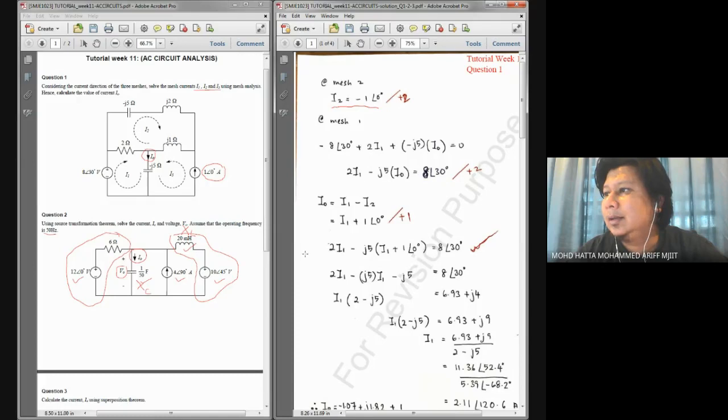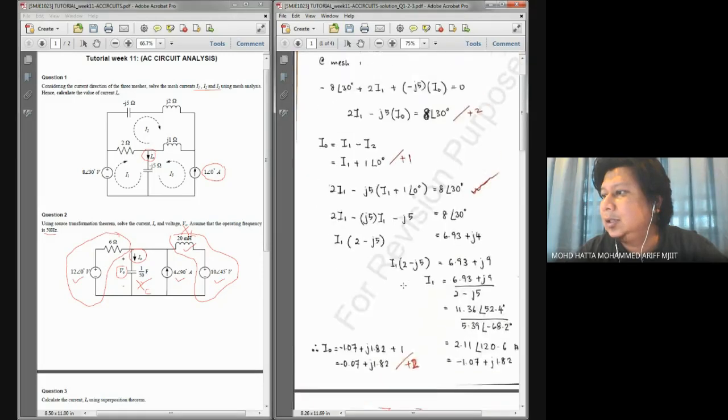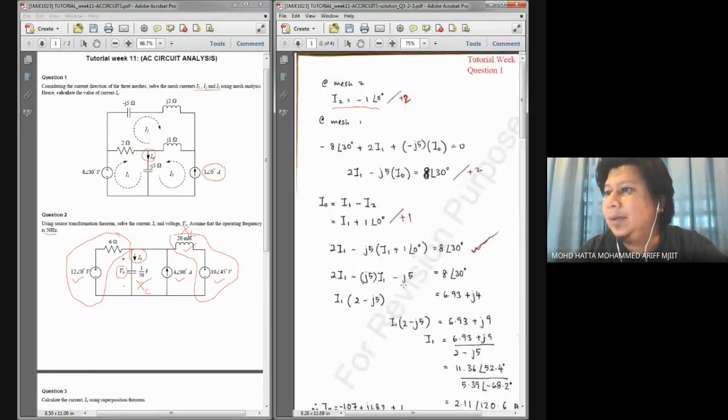Okay. I think there's some mistake in the solution given. But anyway, we try to work out the solution. For mesh number 2 over here, it says negative. I'm not presenting the correct solution. Maybe later on I will give you guys the correct solution.